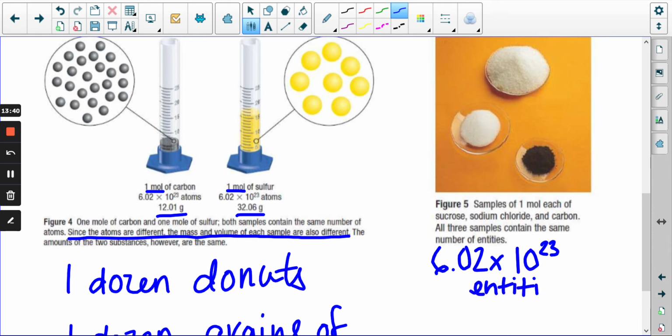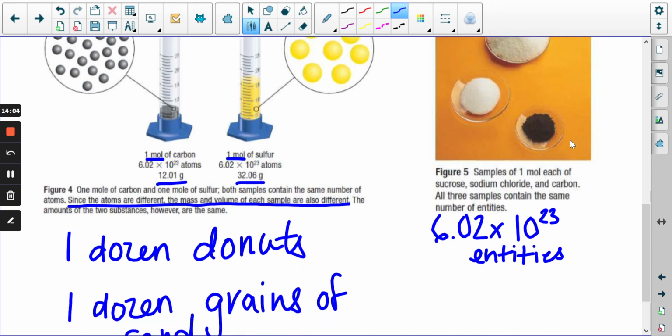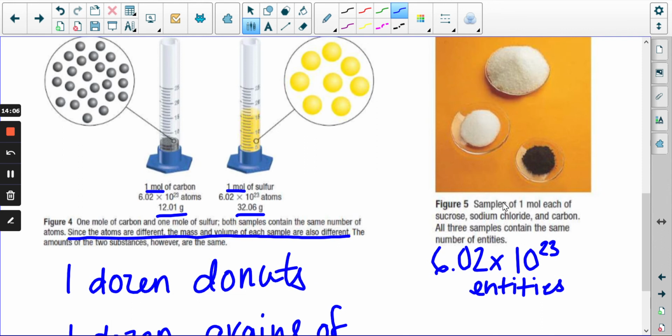Okay, so if we're talking about sucrose, it would be 6.02 times 10 to the 23 of those sucrose molecules. Table salt, 6.02 times 10 to the 23 NaCl of that ionic compound. And likewise for carbon, 6.02 times 10 to the 23 solid carbon atoms. So again, we're using this unit of measurement, 1 mole, because it's way easier to communicate with people than to continuously be using this huge, massive number.